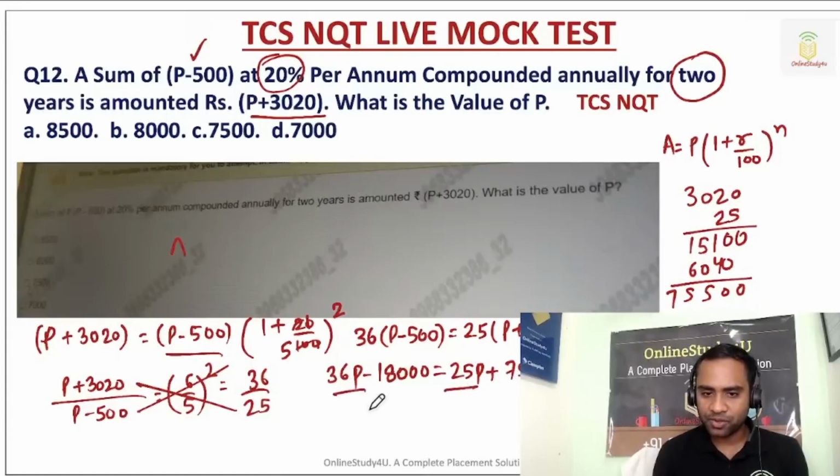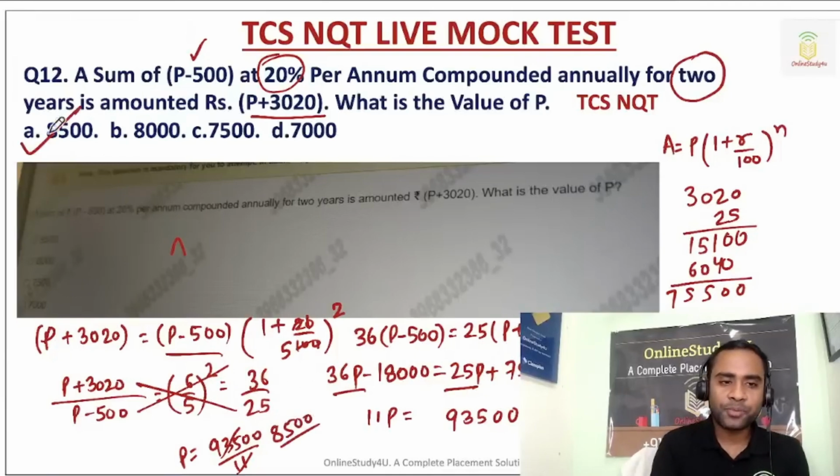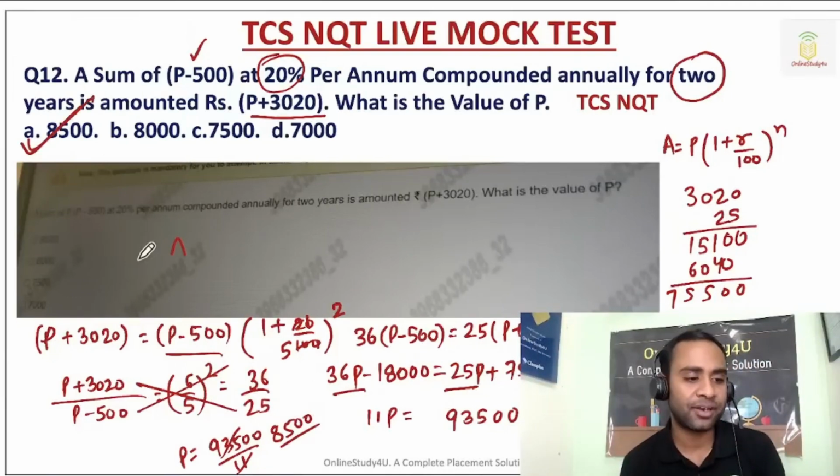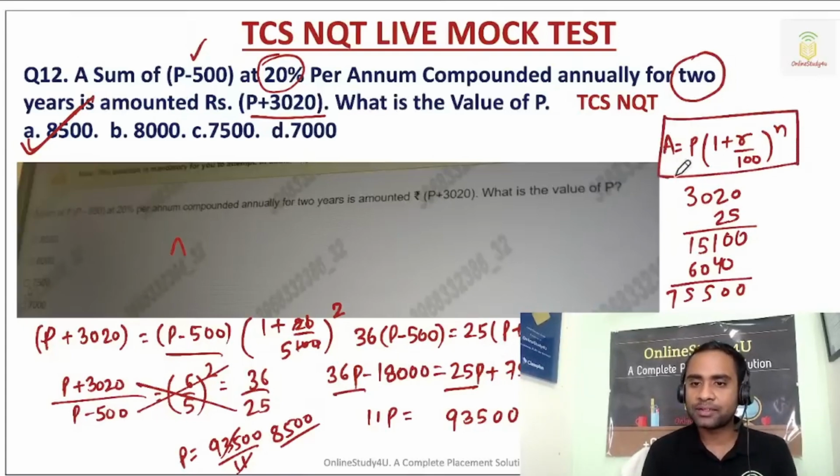Now 36 minus 25 is 11p, and if you try to add, you get 93500. Now if we divide it, p will be equal to 93500 divided by 11. So 11 8s are 88, and 11 5s are 55, so p is 8500. Option A will become the correct answer for this particular problem just based on this formula.